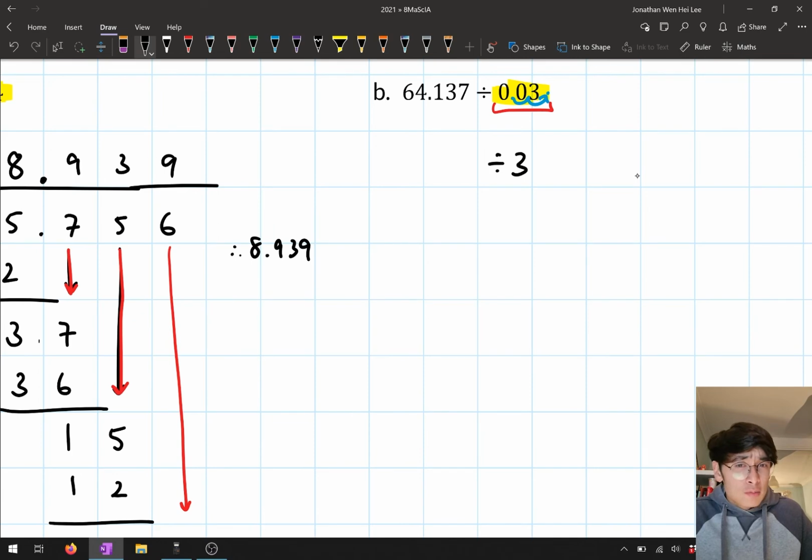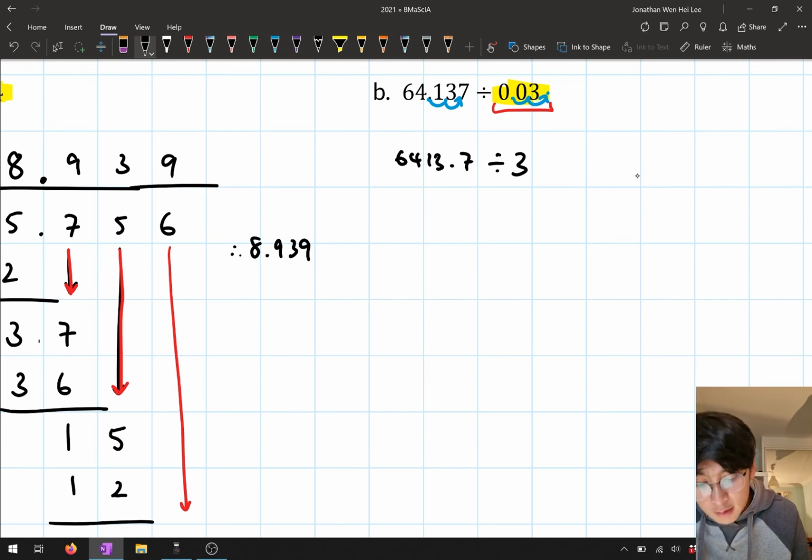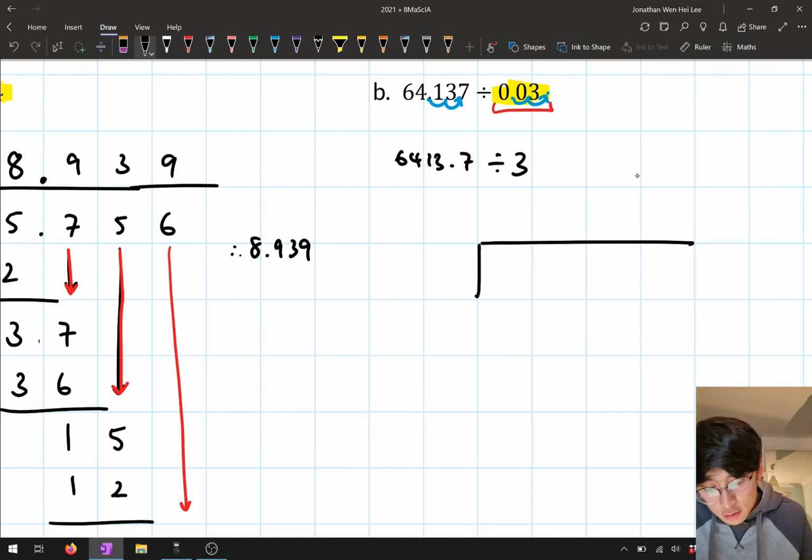But because I do that to the number that I'm dividing by, I need to do that to the number that I'm dividing with as well. So here, with my 64.137, I need to move the decimal point 2 to the right. And so here, I'm actually dividing 6413.7 by 3. So once I've done that, excellent, I can just do my division.